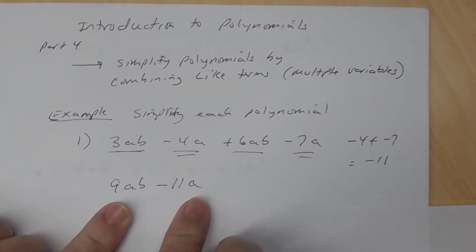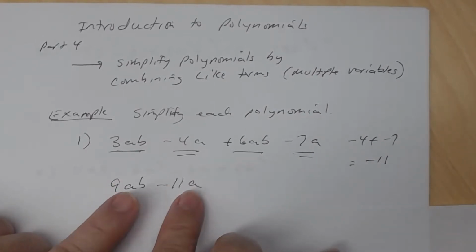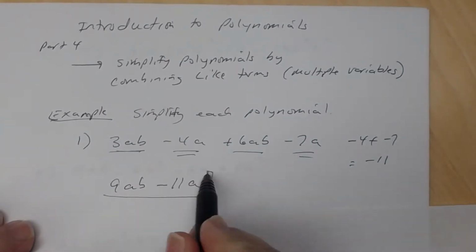Those are not like terms. So all of a sudden say this is -2ab. Those are not like terms. This has ab. This is just a. Okay? So there's your answer.